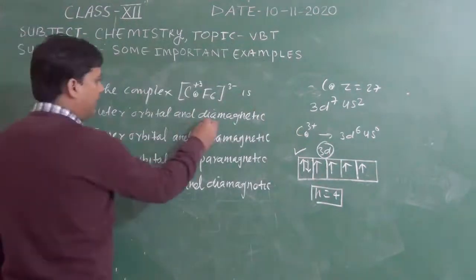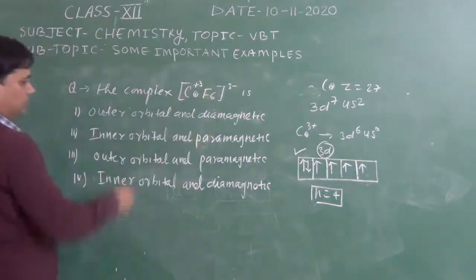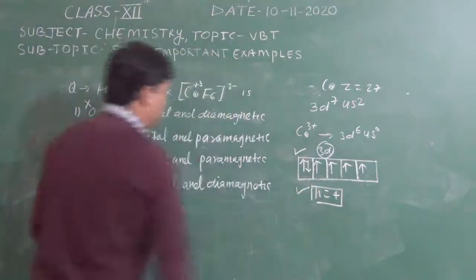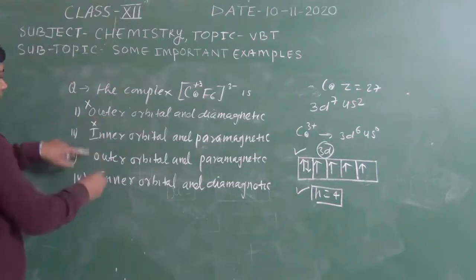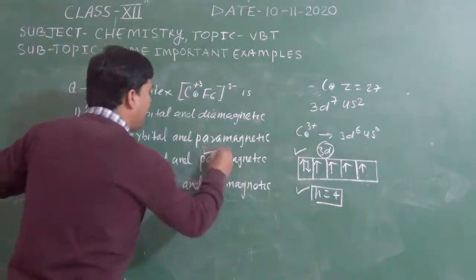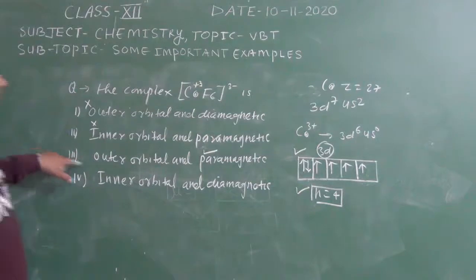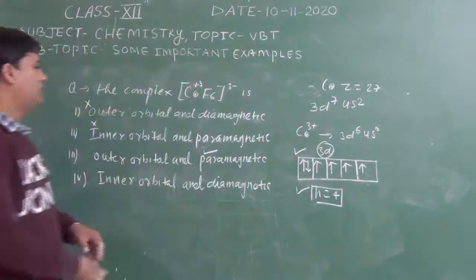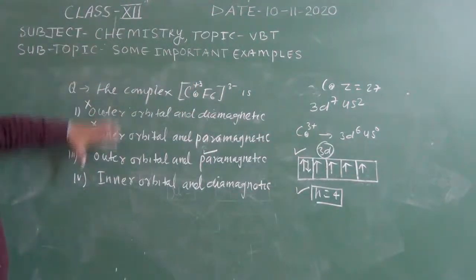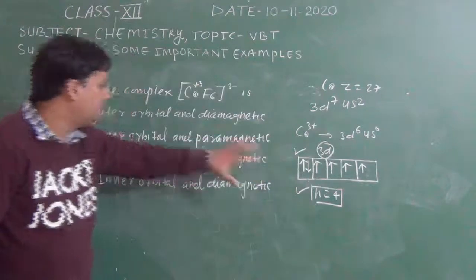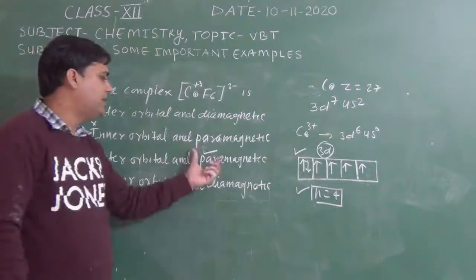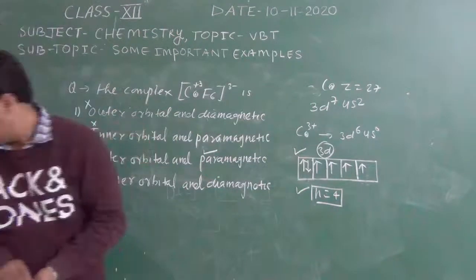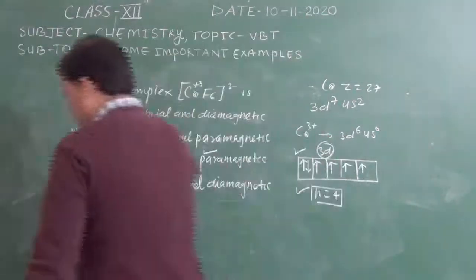It is not diamagnetic, so the first option is incorrect because it contains unpaired electrons. Second, inner orbital complex is incorrect, because it forms an outer orbital and paramagnetic complex. So the third option is correct because it is paramagnetic with 4 unpaired electrons. In this way we can easily answer questions about outer orbital or inner orbital complexes, and paramagnetic or diamagnetic, on the basis of VBT. Okay, so this is the first question related to valence bond theory.